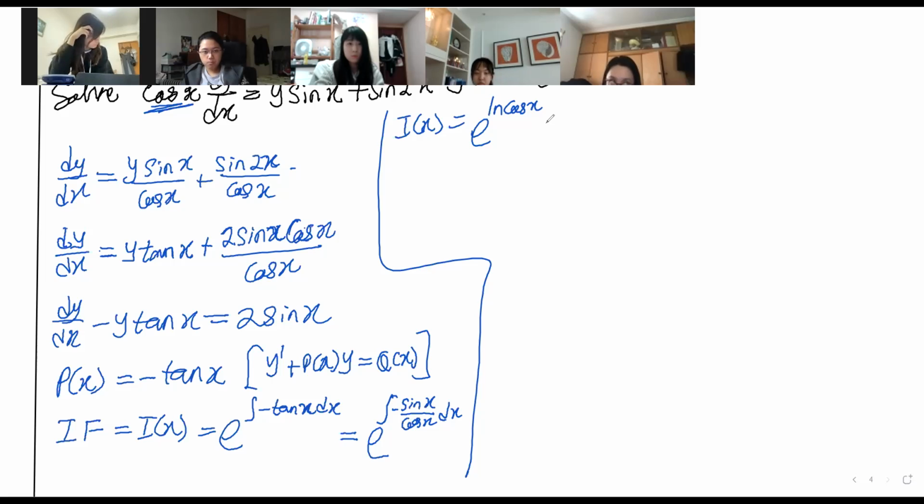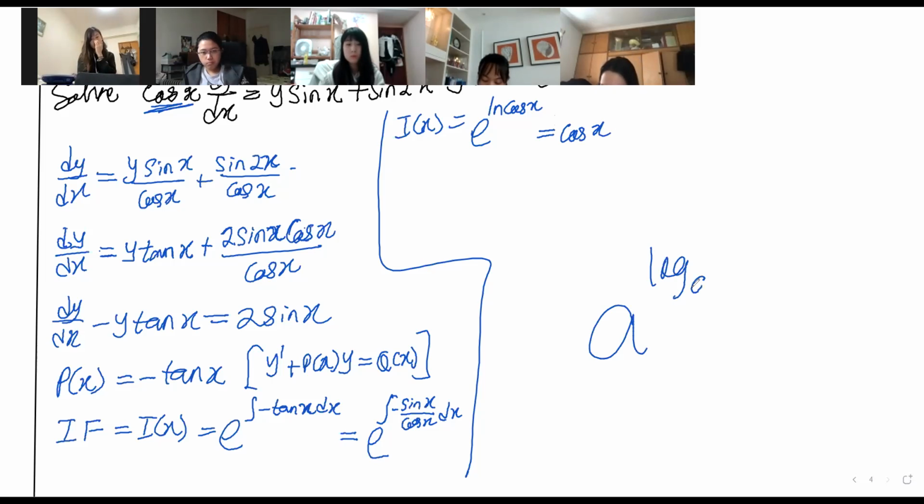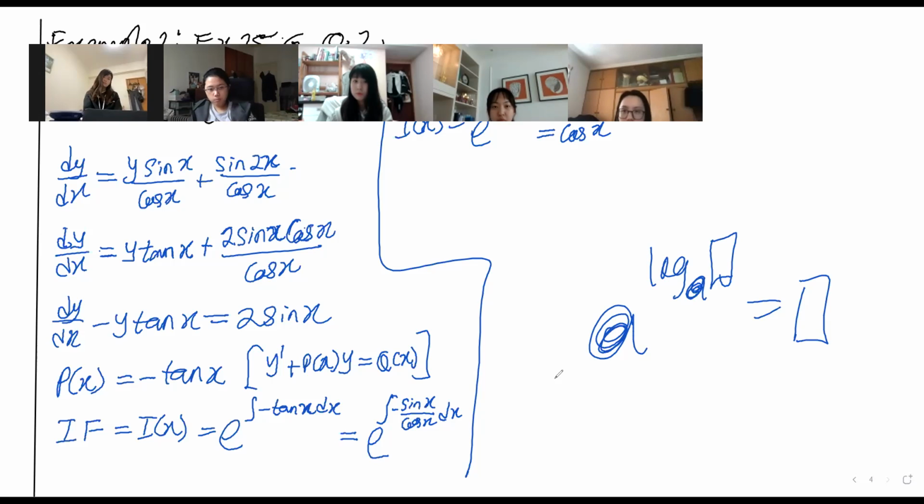Now, what is exponential ln cos x? Sorry, not ln cos x. What is exponential ln cos x? Cos x. Just cos x. I hope everybody understands that, because a raised to power log to base a of anything is equal to that thing. As long as this and this are the same, it can cancel. This is exponential, this is logarithm to base e also. That is why it cancels. Understand?